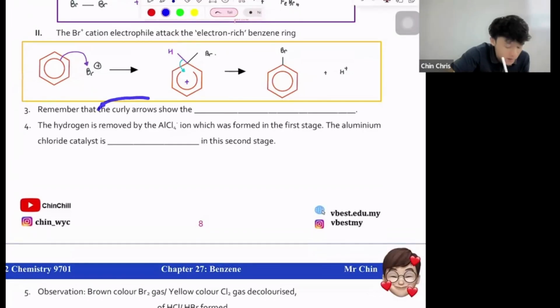Alright guys, remember that the curly arrow is showing the transfer of 2 electrons.